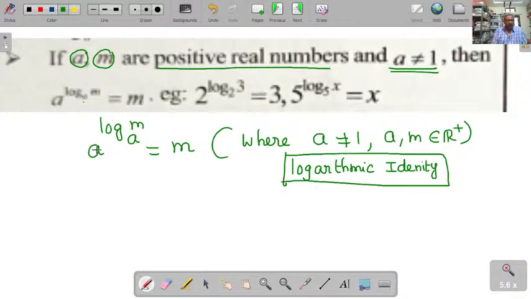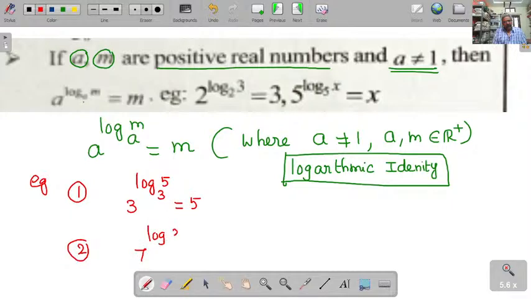Suppose, let's have a discussion on examples. First example, 3 to the power of log 5 to the base 3. So you can write 5. For example, 7 to the power of log x to the base 7, that is equal to x. Similarly, e to the power of log x. Here base is by default e, so you will be getting x. So e to the power of log f of x.